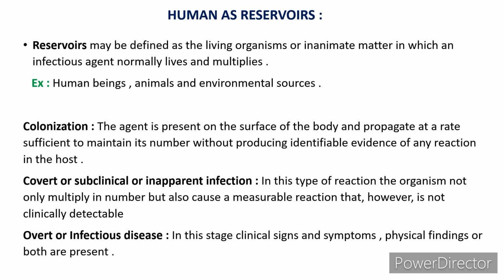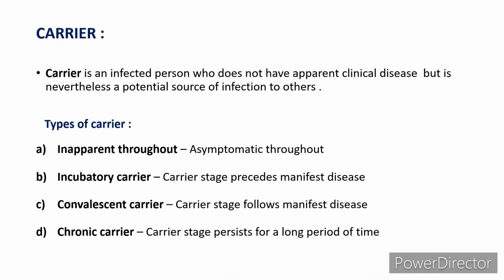And coming to the last stage, overt or infectious disease. In this stage, clinical signs and symptoms are seen along with physical findings, or both are present. We can see clinical signs and symptoms or physical findings or both together. Carrier. A carrier is an infected person who does not have apparent clinical illness or clinical disease but is nevertheless a potential source of infection to others.